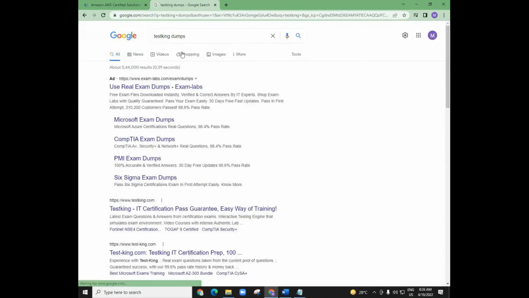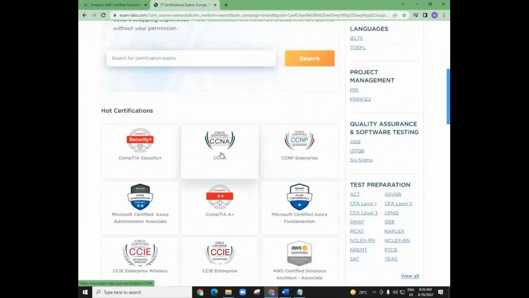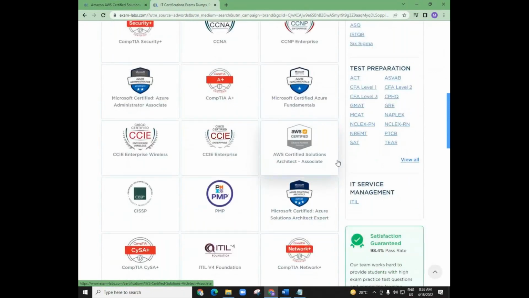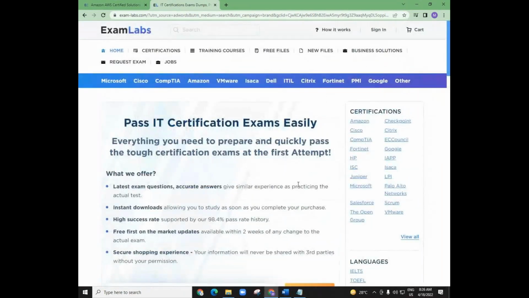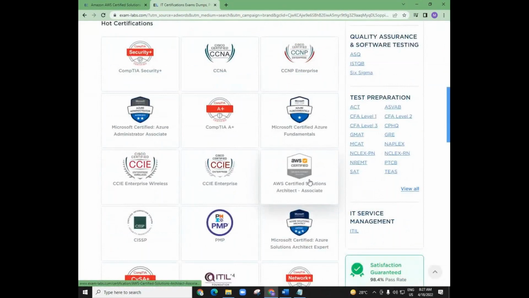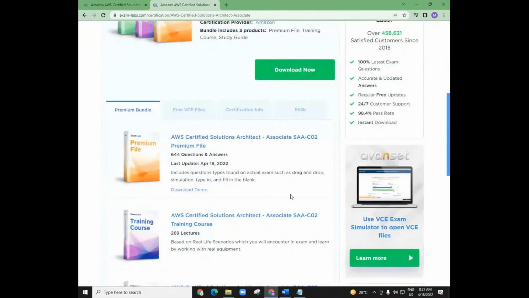TestKing is also another website. Here also you can go and search for the questions. See, we have CCNA, Microsoft, CompTIA. See, this is your AWS Certified Solutions exam. The same companies, Microsoft, Cisco, CompTIA, all the companies are still available here. So take dumps from any company, and most of the questions will be the same. They also updated on April 18th, which means today only they have updated. 644 questions are there.